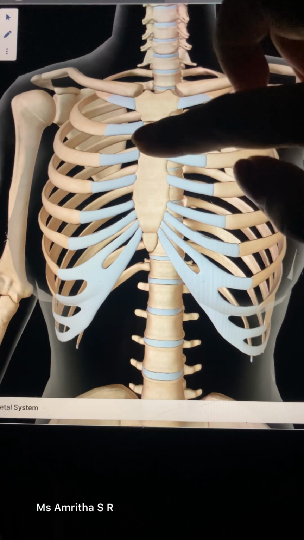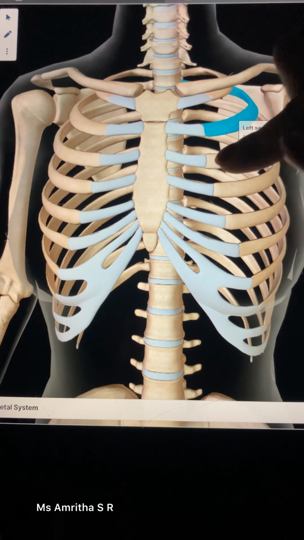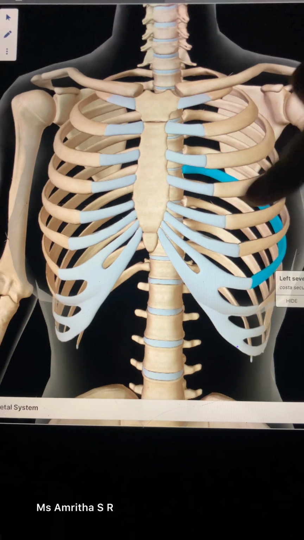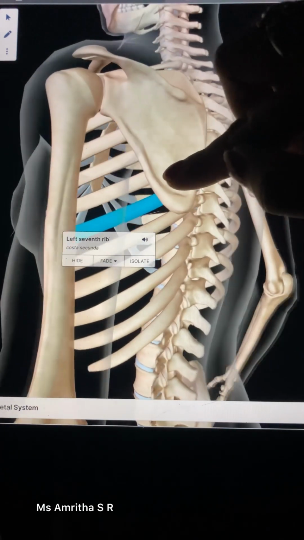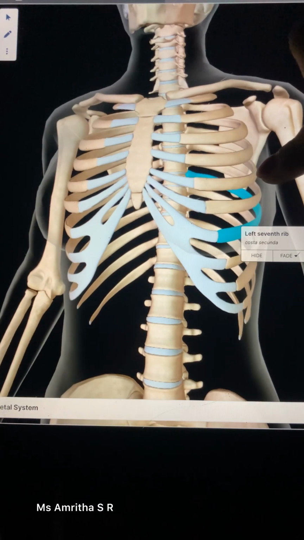Next is with the chest bone. It is centrally attached to the sternum. So these bones are called as ribs. From the rib number 1, 2, 3, 4, 5, 6 and 7, all these are connected to the sternum as well as the vertebral column. So they are called as true ribs or vertebrosternal ribs.